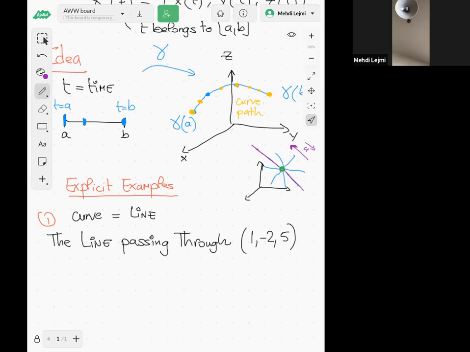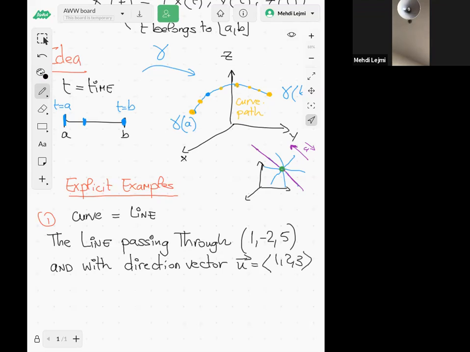Okay. So if you are in this space, guys, we have the variables. To fix your line, you need, let's say, a point and also a direction vector, which is a vector parallel to your line. So the line passing through this point and with direction vector u, let's say the vector u is the vector 1, 2, 3, for example.